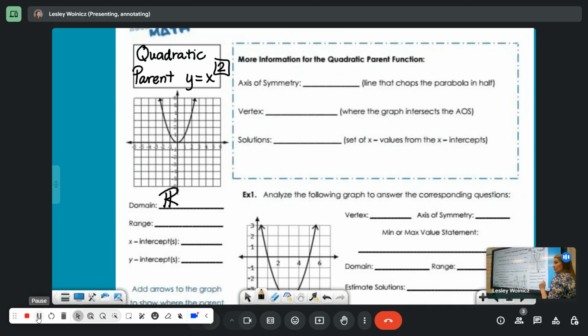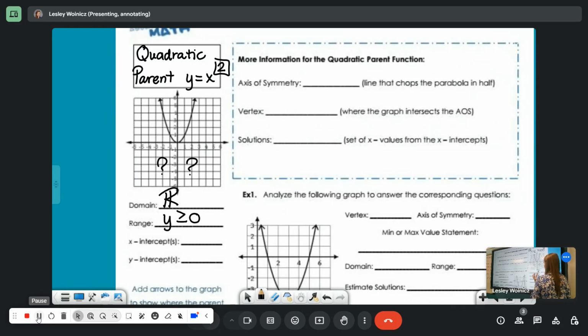Now looking at the y values, can I get any output down here that's negative? No. So is it going to be all real numbers for my y values, my range? No, y is greater than or equal to 0. Greater than or equal to 0. So we want y values that are 0 or bigger.